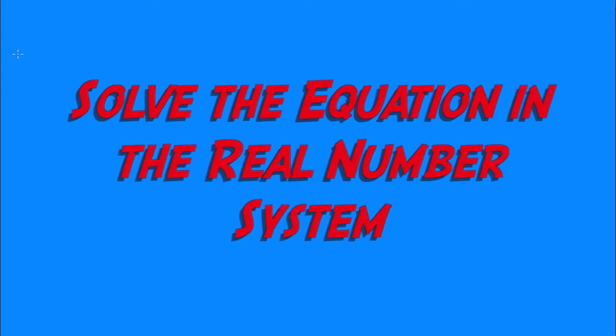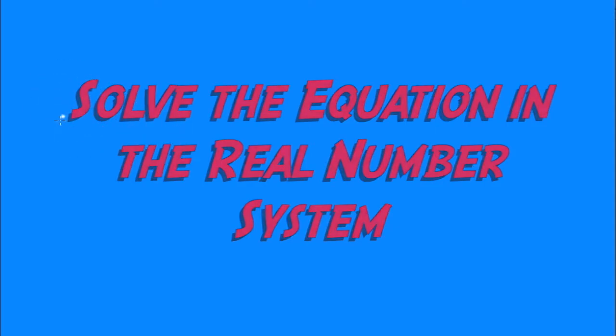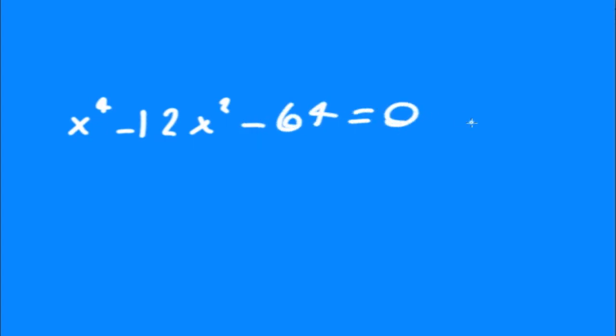Solve the equation in the real number system. Okay, so solve, wait, no, it's not a function, sorry, it's an equation. So we want to solve x to the fourth minus 12x squared minus 64 equals 0. Now we are going to solve this equation in the real number system.